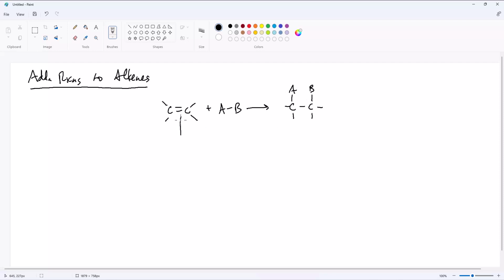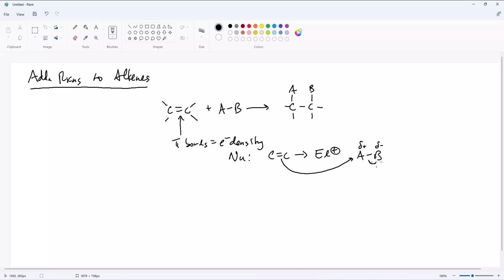As we see here, we have a pi bond. Pi bonds are definitely high in electron density, and because they're high in electron density, this makes them nucleophilic. So a CC double bond is primed to attack an electrophile. And if we write AB as a polarized molecule, delta positive, delta minus, we can have the double bond attack AB as the electrophile and push out B minus.